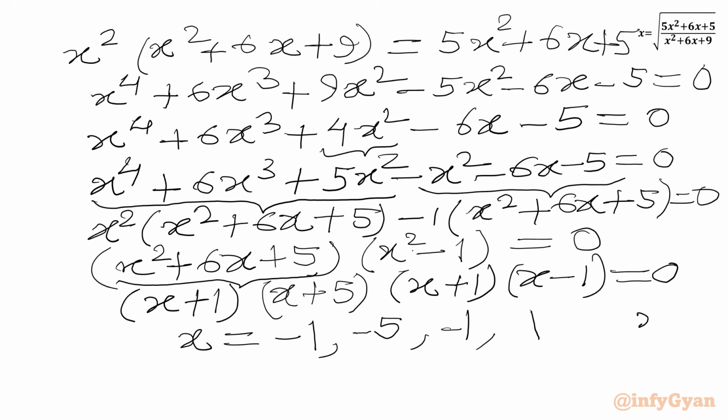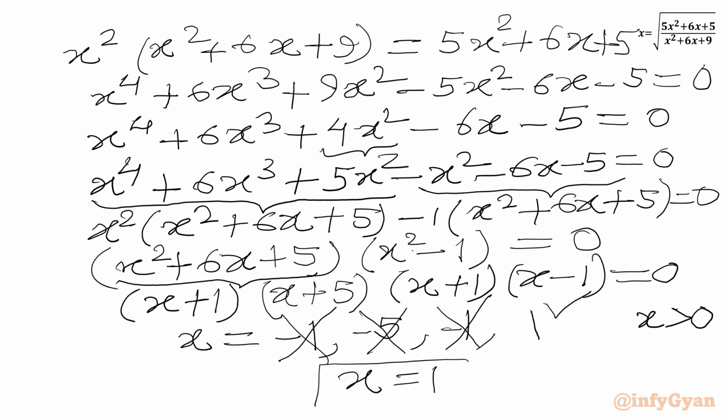And our condition on x is that x should be positive only. So we will reject these three solutions and accept one only. So our solution will be x equal to 1. This was method number 1. Now we will take up method number 2.